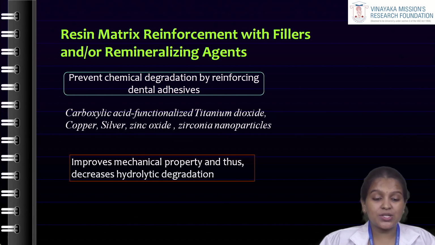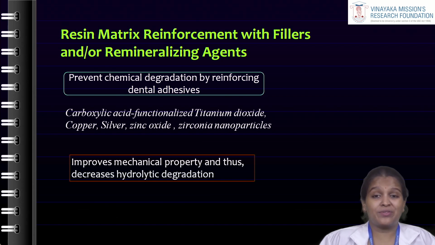And the next strategy is resin matrix reinforcement with fillers or remineralizing agents. The major aim of using the remineralizing agent is to prevent the chemical degradation by reinforcing the dental adhesives. The most commonly used remineralizing agents are carboxylic acid functionalized titanium oxide, copper, silver, zinc oxide and zirconia nanoparticles. So this improves the mechanical properties and thus decreases the hydrolytic degradation.